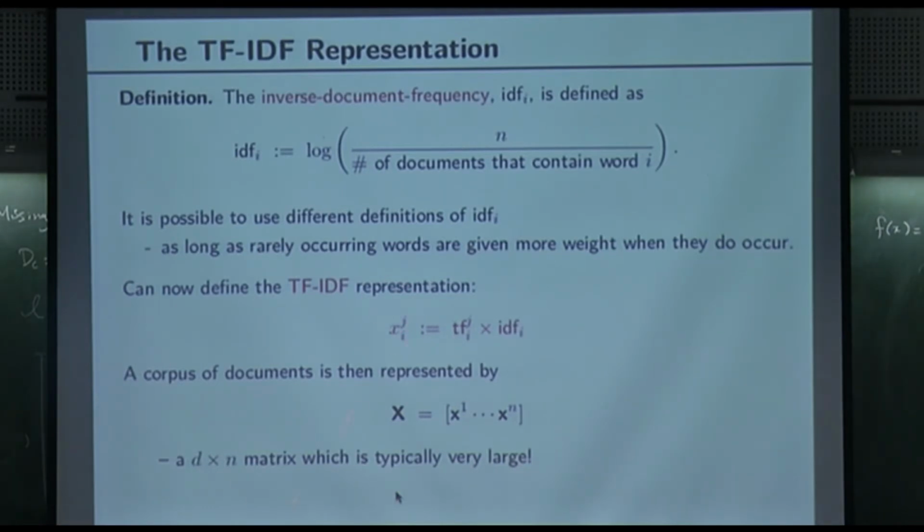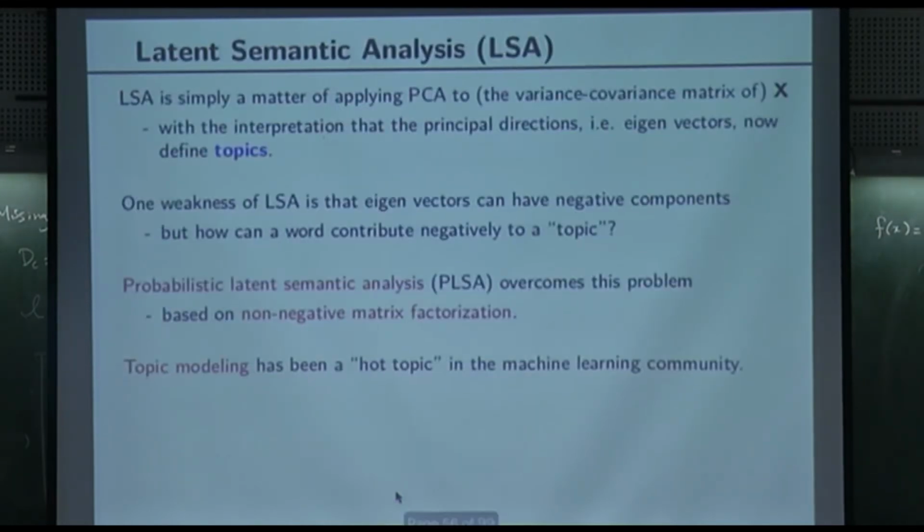So XJI, this is document, this is word. So in document J, word I, you first find the TF, which is the term frequency of word I in document J, and inflate it by the inverse document frequency of word I. So if a particular word is very infrequent, this number is high, you take the term frequency and inflate it by a larger amount. Now the corpus of documents are then represented by x1, x2, x3, xn. This is how I'm representing my corpus, and now I can do PCA on this.